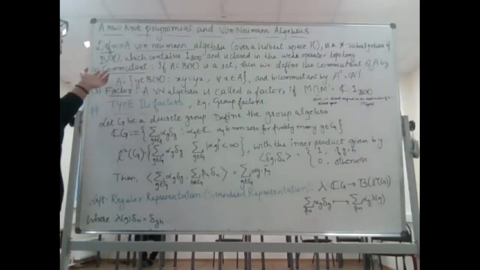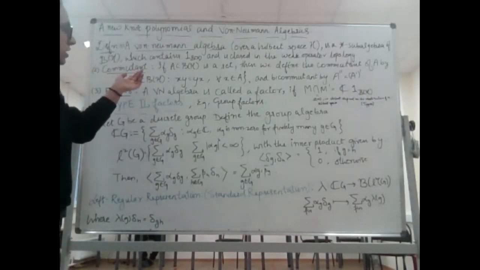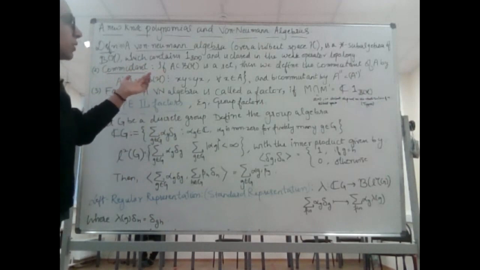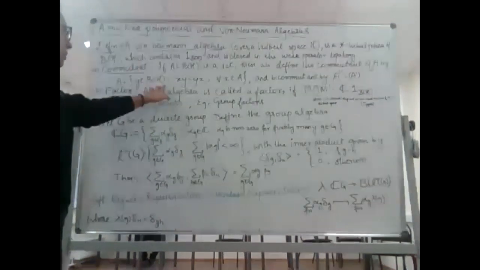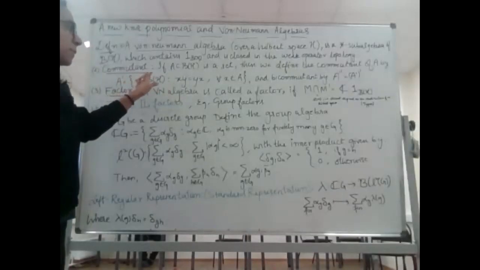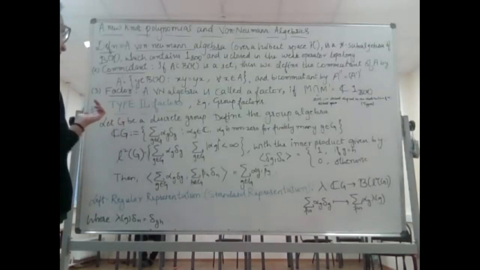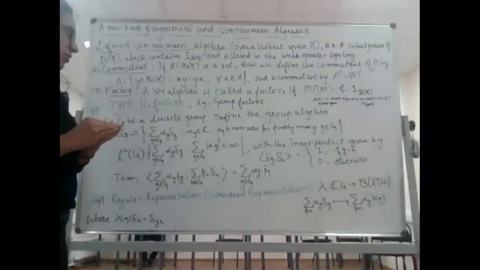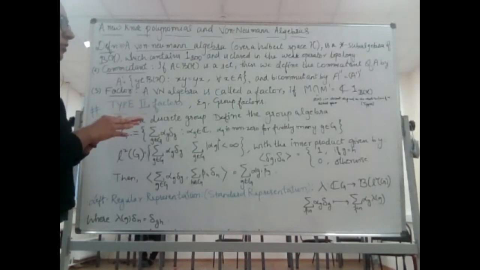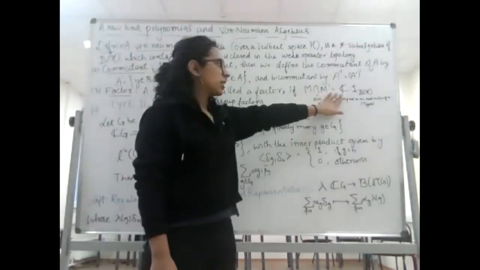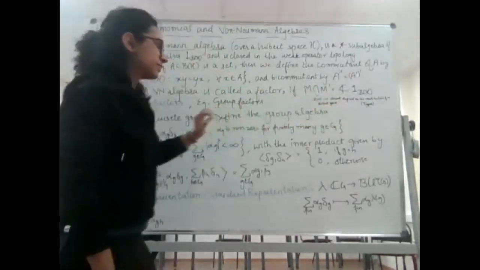Before a factor, we define what a commutant is. So if you have a subset A of the bounded operator set of the Hilbert space, then we define the commutant like this. It's all the elements that commute with A, and the bicommutant as the commutant of the commutant of A. Now, a factor is, first of all, a von Neumann algebra, and its intersection with its commutant needs to be some scalar multiple of the identity operator.